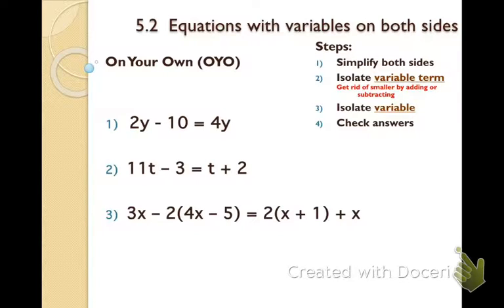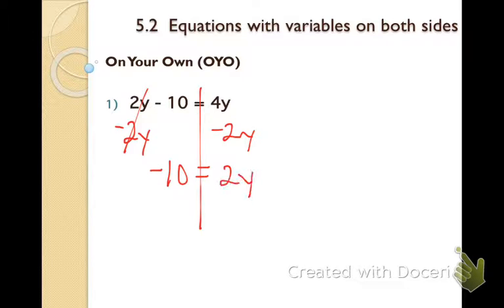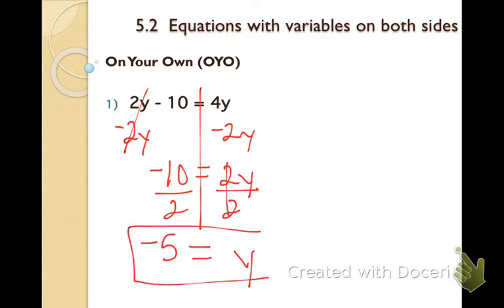Now that you've had a chance to try them on your own, I'm going to quickly work through the answers. So double check your work as I work through them. Okay, so I'm going to subtract 2y on both sides. Careful here, that's negative 10 equals 2y. Divide by 2, y equals negative 5. Plug it in. Yep, that's right. Moving on.